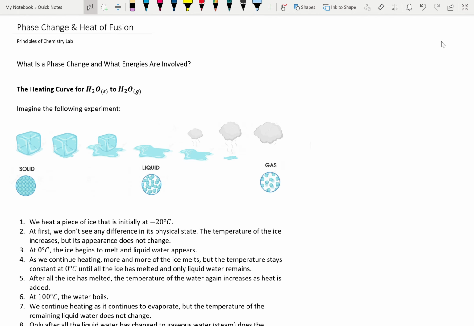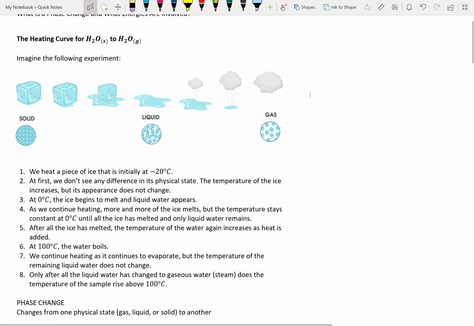into a gas. So if you look here, I have the steps 1 through 8. We start off with ice at -20 degrees Celsius. So let's say this cube here is -20 degrees Celsius, right? At first, we don't see any changes when we apply heat, and that is because ice doesn't melt until 0 degrees Celsius. So we apply heat to get this -20 degrees Celsius to 0 degrees Celsius. When we're applying this heat, we don't see any physical changes. So the cube of ice still remains a cube of ice.